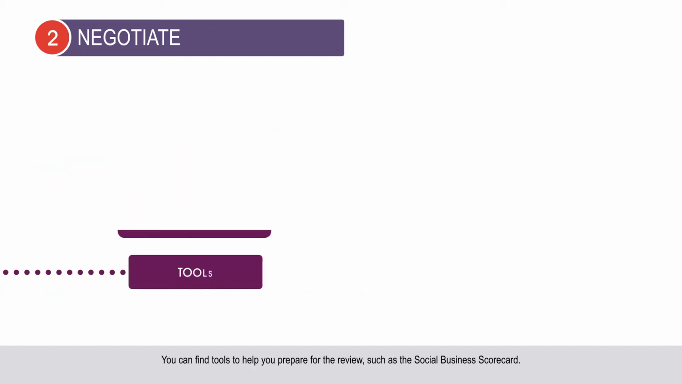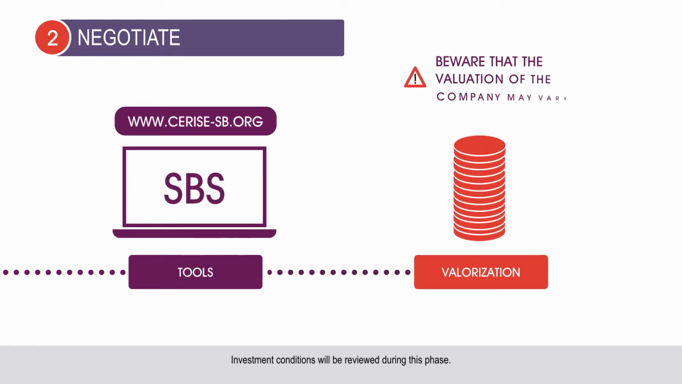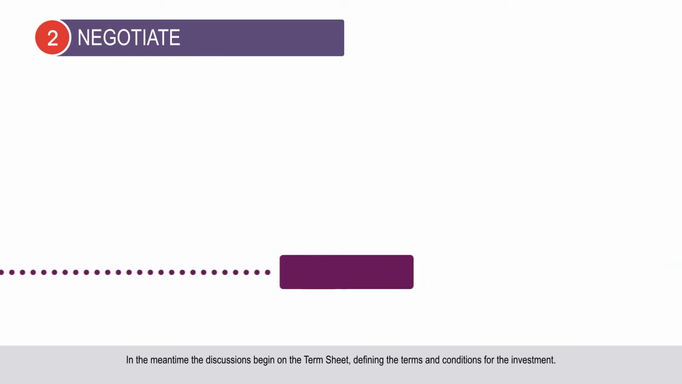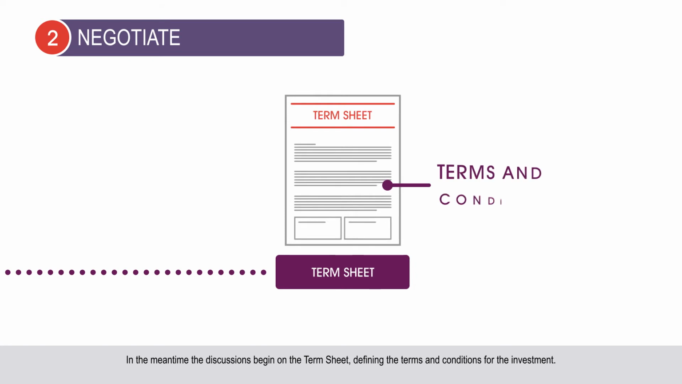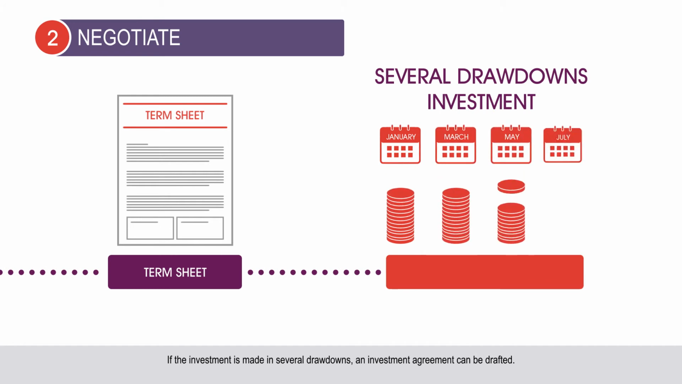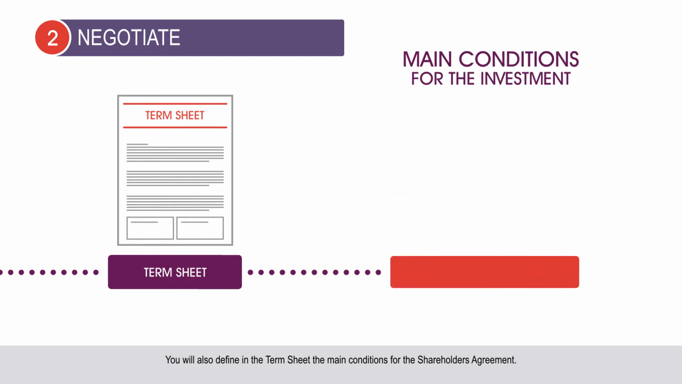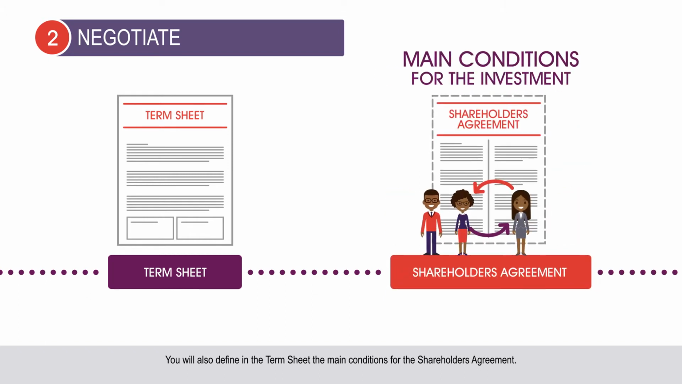You can find tools to help you prepare for the review, such as the Social Business Scorecard. Investment conditions will be reviewed during this phase. In the meantime, the discussions begin on the term sheet, defining the terms and conditions for the investment. If the investment is made in several drawdowns, an investment agreement can be drafted. You will also define in the term sheet the main conditions for the shareholders' agreement.